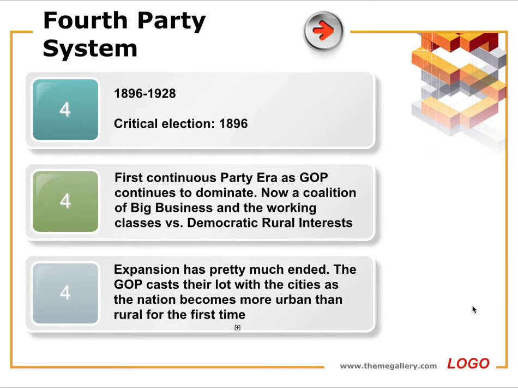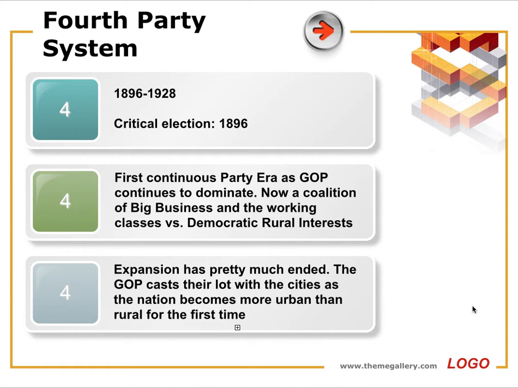Then we have the fourth party system. And the fourth party system is a continuation of the Republican domination. But what happens is the Republicans see the writing on the wall, and they realize that the nation is becoming more urban. And so with it becoming more urban, they decide to abandon the issues that are important to their agricultural segments.